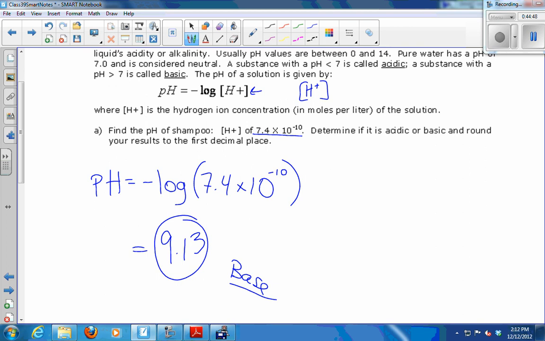Shampoo generally is pretty sudsy. Does that make sense? All right.